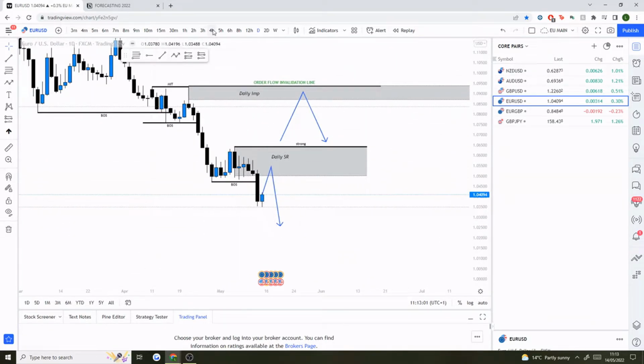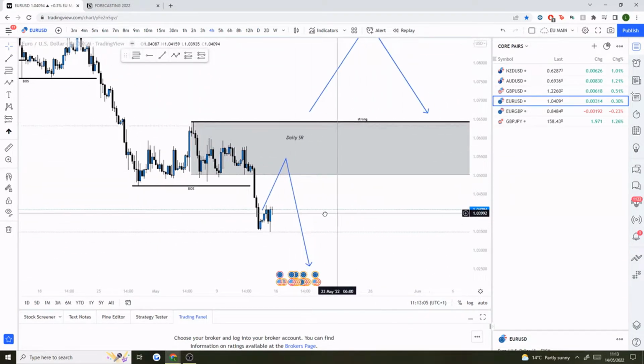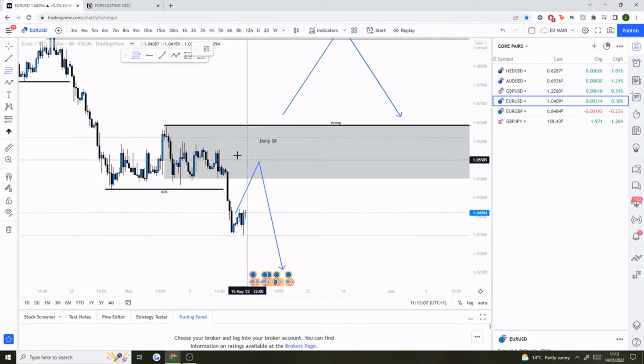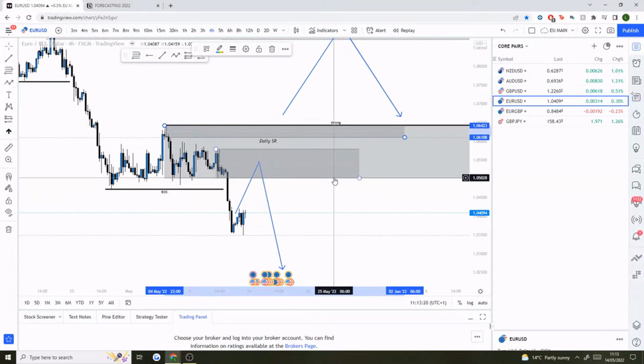Now on this pair, I've not really marked out the 4 hour because it does just very much line up with the daily. Now the thing is, within the daily, what I would expect is we will most likely either go from this area here, which is what ties up with the current 4 hour bearish structure, or we will go from this area up here.